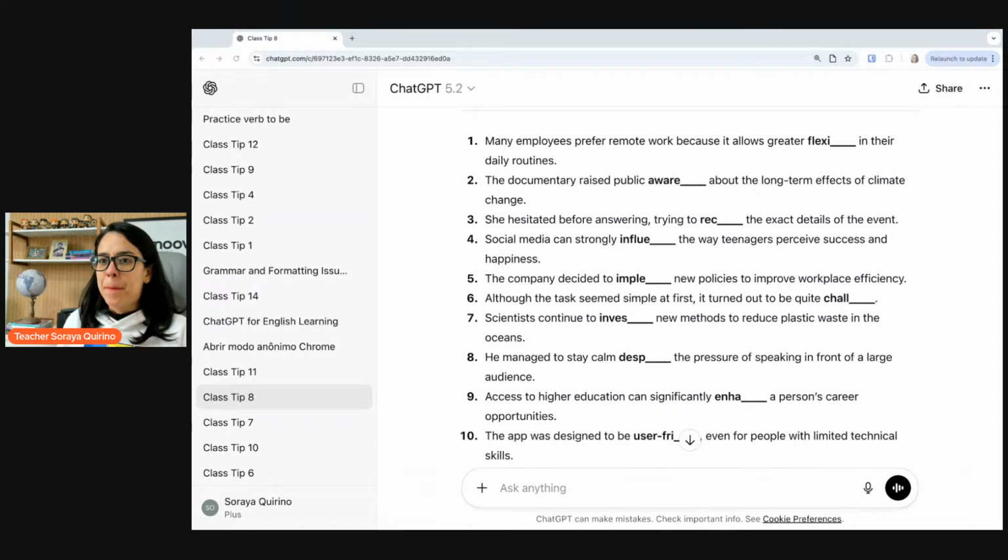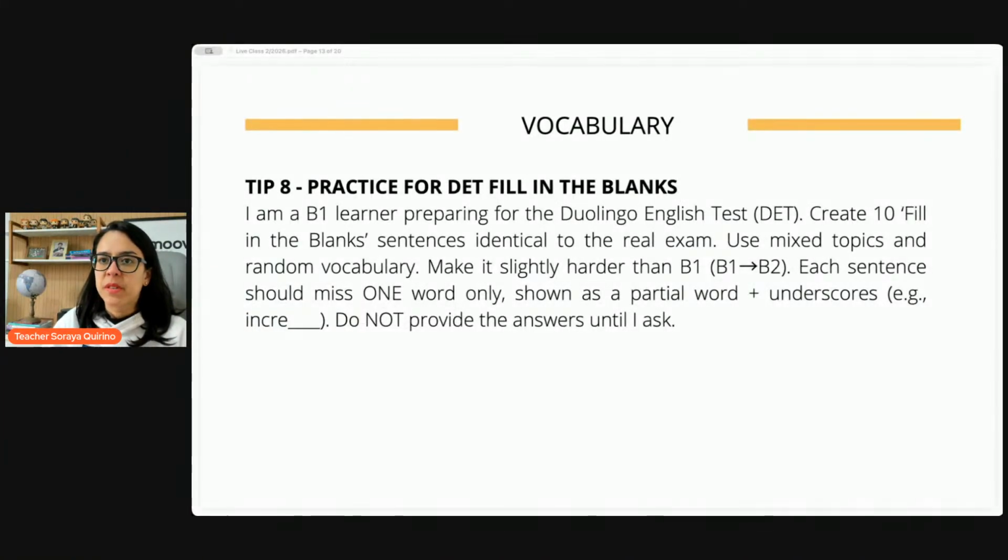Flexi. Exactly. Flexibility. Of course. You see, like the documentary raised public awareness about the long-term effect of climate change. So ask ChatGPT to help you with these questions. It's going to be very useful. It's something that may change your performance seriously here, because I know that a lot of people have problems with read and complete and filling the gaps.